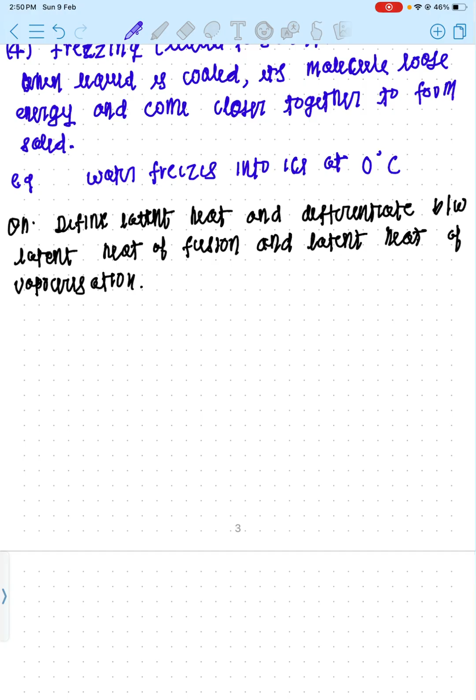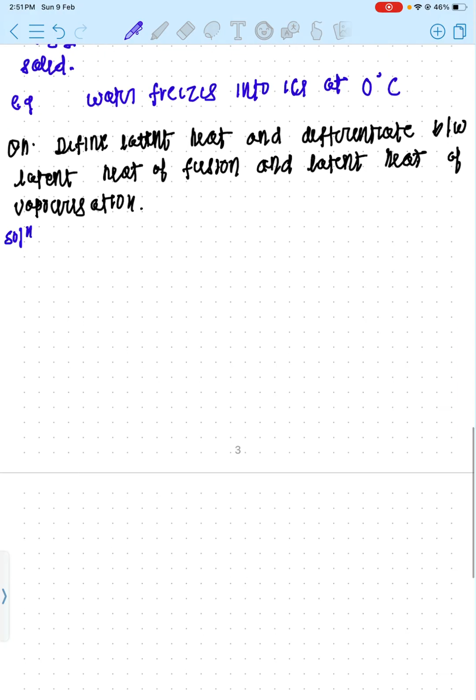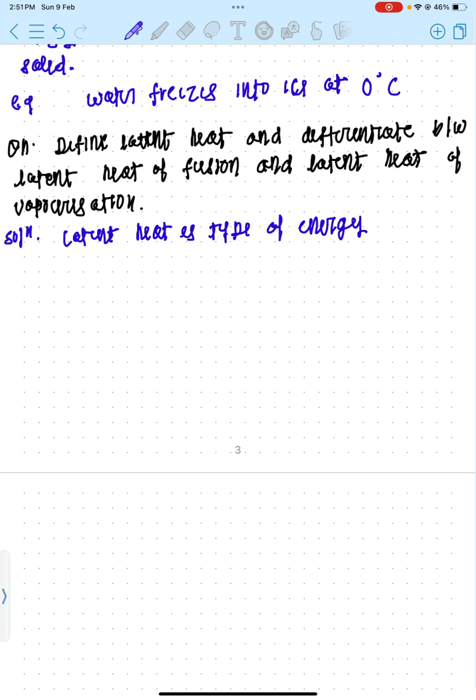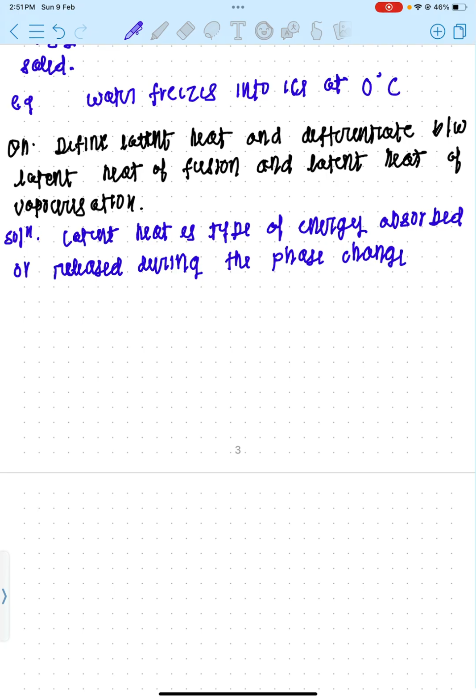So latent heat is a type of energy absorbed or released during the phase change, without changing the temperature.